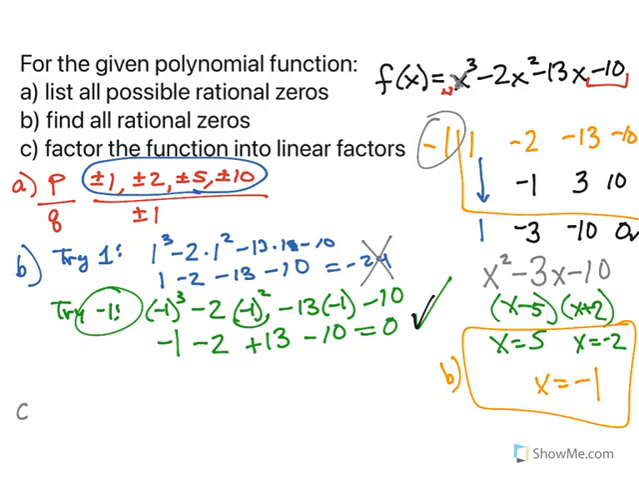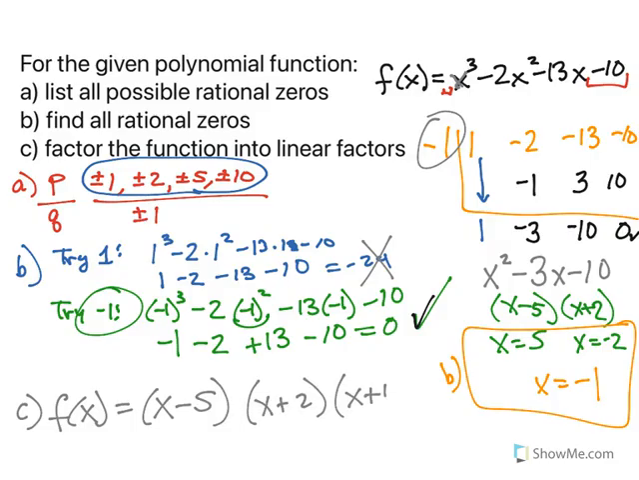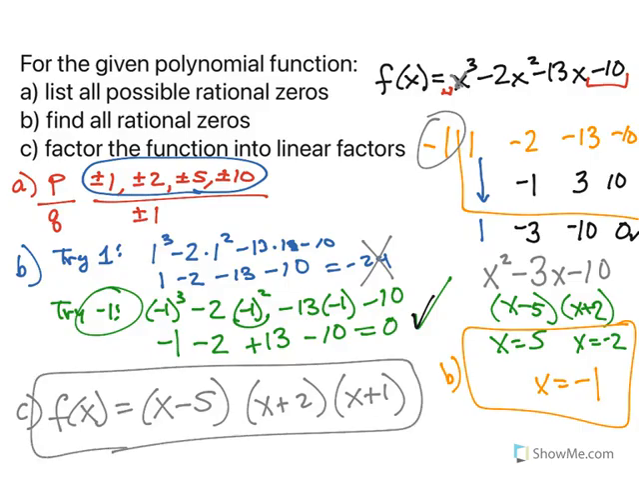And then last but not least, rewriting our function with linear factors. So if I have a factor of 5, a factor of negative 2, and a factor of 1. So there's rewriting my polynomial function as linear factors.